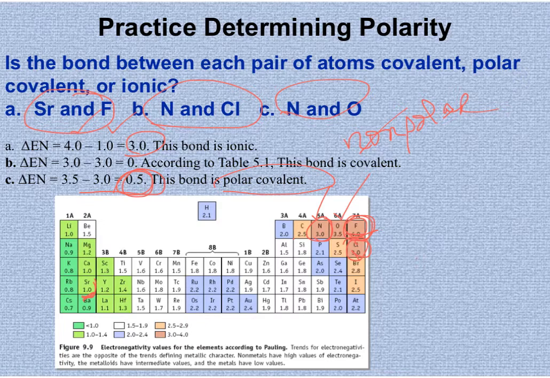Nitrogen and chlorine. That one's a little surprising. You might look and say, polar maybe? But check this out. Nitrogen is 3 and chlorine is 3. They have the same electronegativities. So this bond is, whoops, I should have put nonpolar covalent. All right, and the last one, nitrogen and oxygen. Nitrogen is 3 again, oxygen is 3.5. So that is just barely polar covalent. So that one would have to be drawn with partial charges or a dipole.